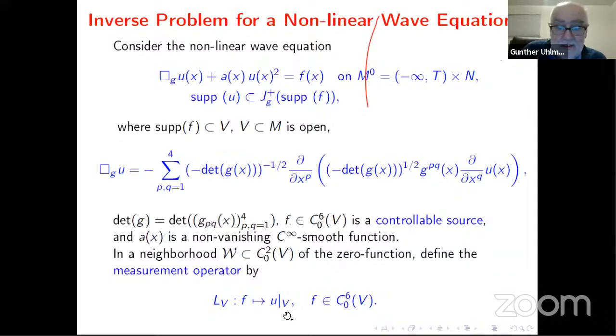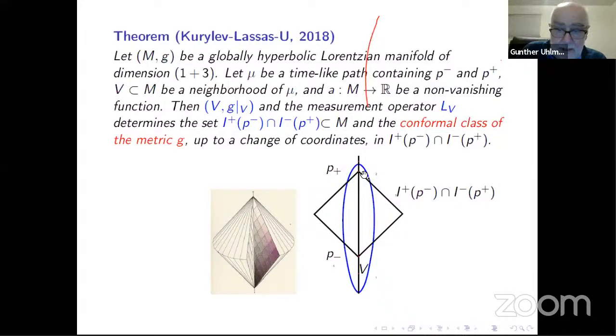You're measuring this here, and then you can determine the metric up to, again, a conformal factor, up to a multiple, in this diamond-type set, which is the causal set. That means the waves at the start in this time-like geodesic where we are traveling, this whole line of an object, come back. Because if the waves don't come back, there is no way that you can do it. So this is the maximal causal set.